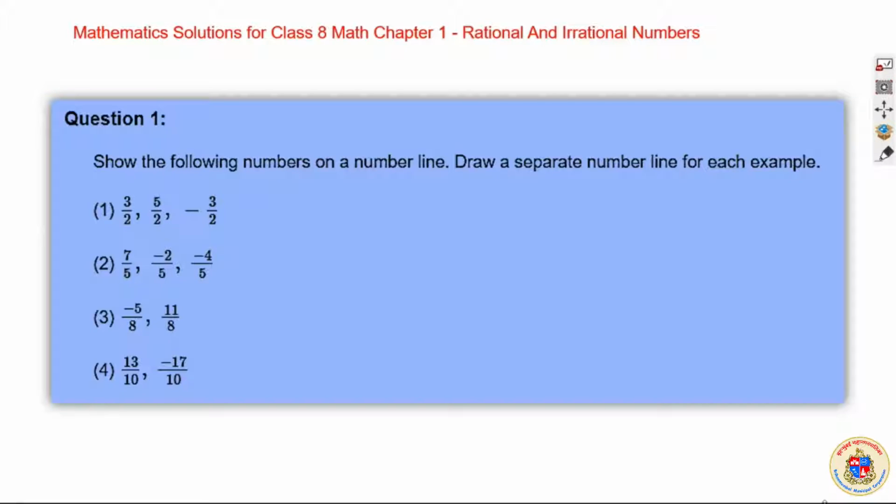I am not going to give you the full answer for all these questions, but something I would like to tell you. You can see that denominators in all these cases are similar. The denominators of all these rational numbers. Here it is 2. The next question it is 5. The next question it is 8. Next question is 10.